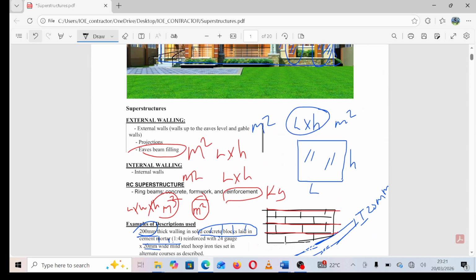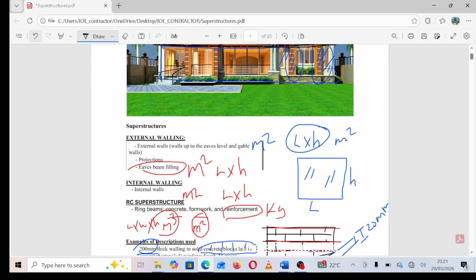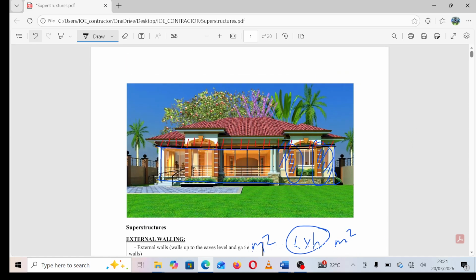This is what I wanted to show you in the items that we are going to be looking at in the superstructure. Now the superstructure ends with us accounting for the ring beam, but of course in our imagination it is the external walls, the internal walls, the ring beam, the eaves filling. Those are the only elements that we expect in the superstructure.